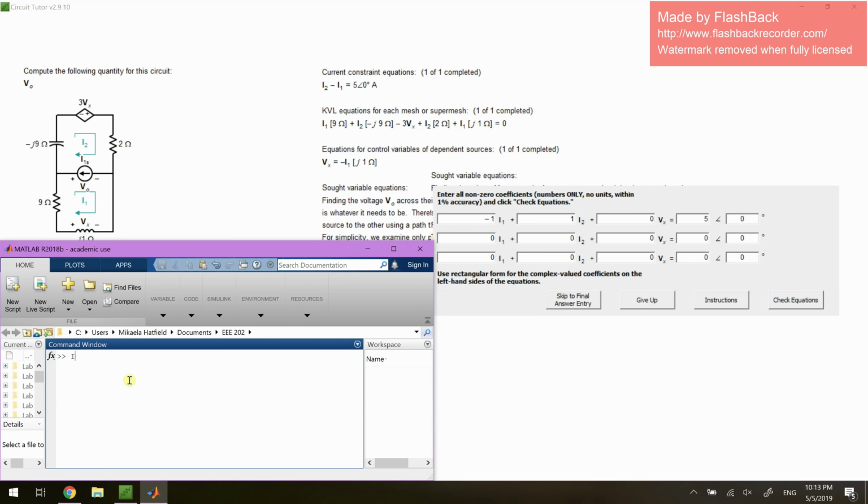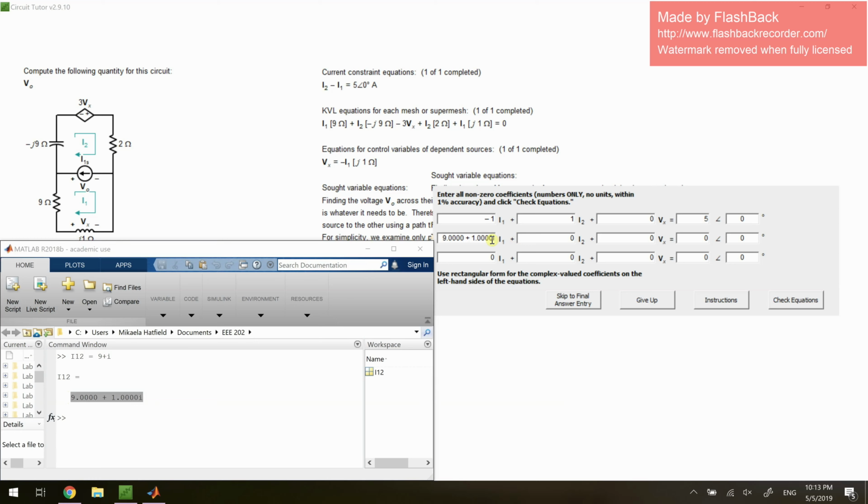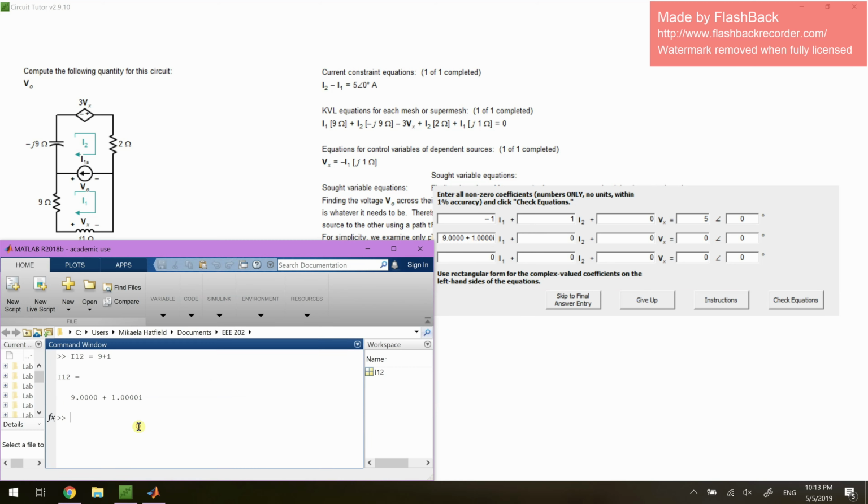So I'm going to say that I1 of equation 2, and that's just how I name my variables. You can name them whatever you want. And it's defined as, and I'm going to sum all of the coefficients for I1. And then you can just copy and paste these right into Circuit Tutor. Obviously these ones are fairly simple. You probably could have done them in your head or on a piece of paper, but there are some that are a little more complicated, so I just get in the habit of using MATLAB anyway.